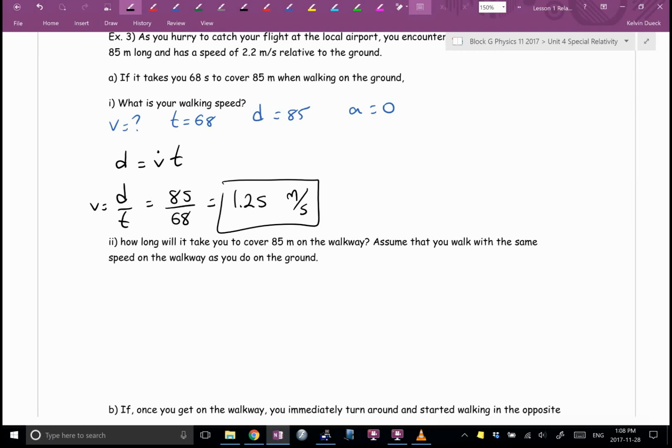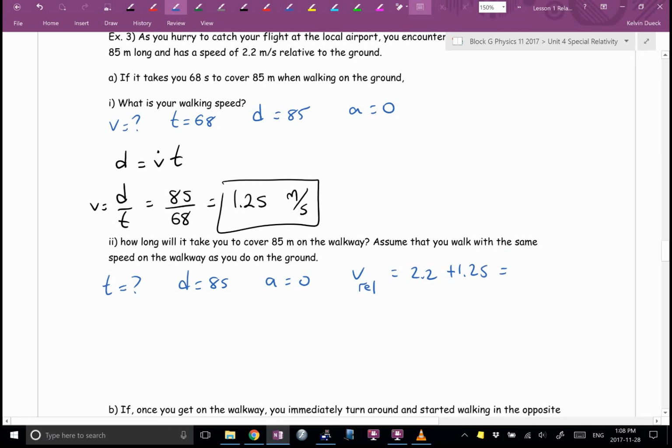Aisha, what's this question asking me to find? Now, D is still 85. A is still 0. But now, since I'm on the moving walkway, there are definitely two speeds involved here. I'm going to use my relative speed. What's my relative speed? How will I figure it out? What was the speed of the walkway? It's up there somewhere. Yeah, and? What am I going to do with those two numbers? I'm going to add them because I'm going to be walking faster relative to the ground.